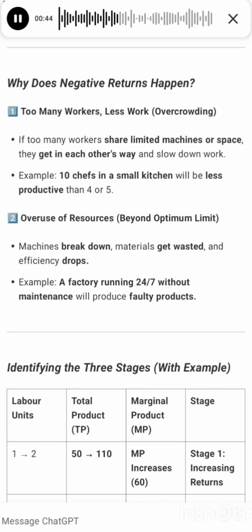2. Overuse of resources beyond optimum limit. Machines break down, materials get wasted, and efficiency drops. Example, a factory running 24/7 without maintenance will produce faulty products.